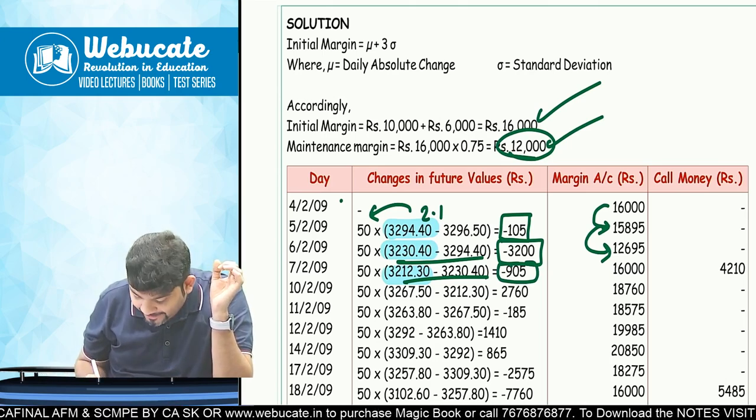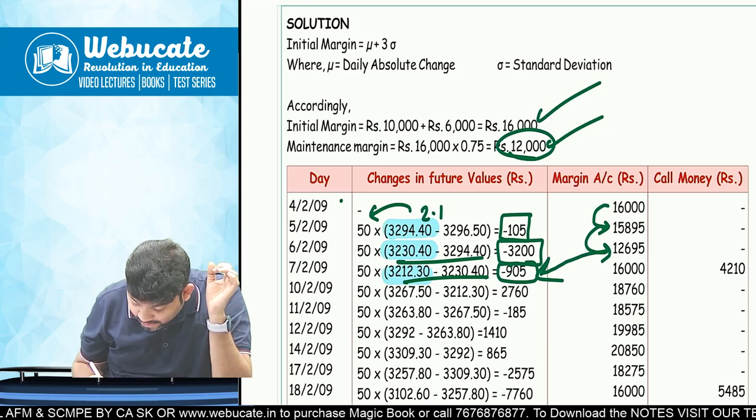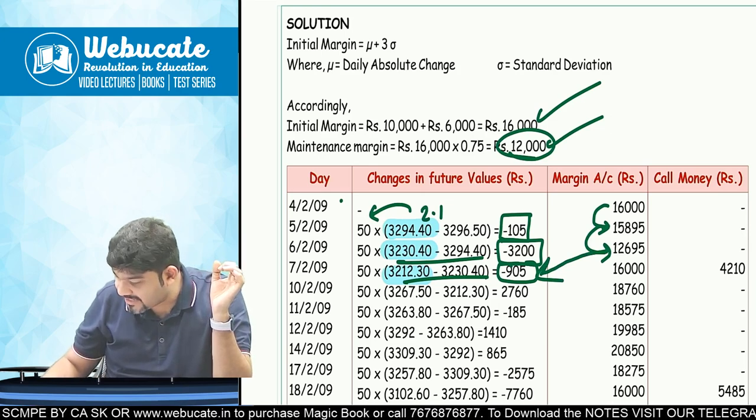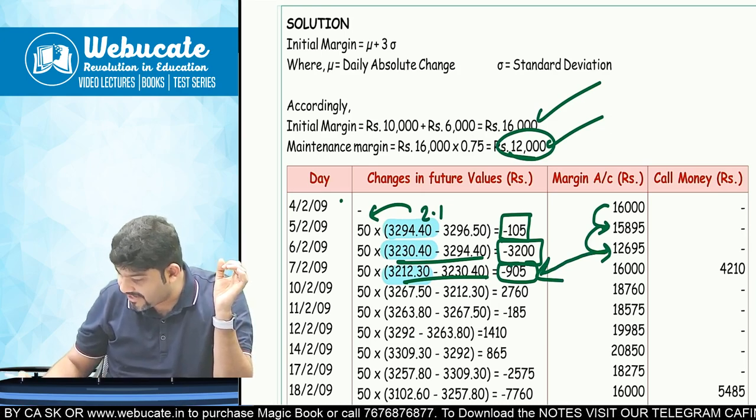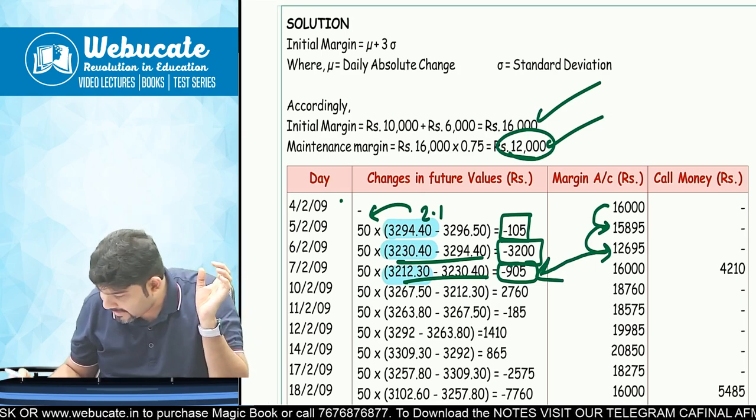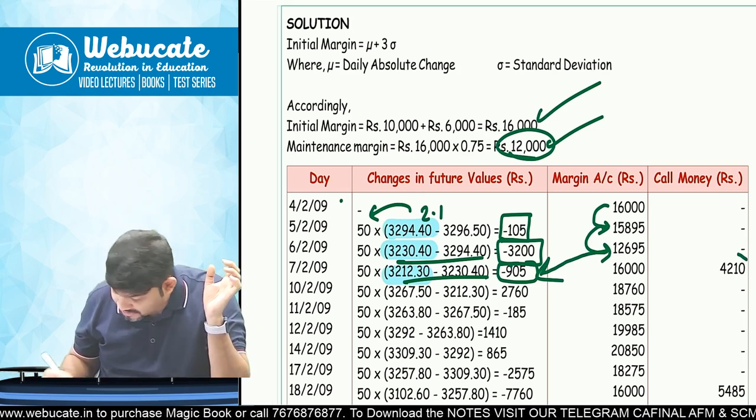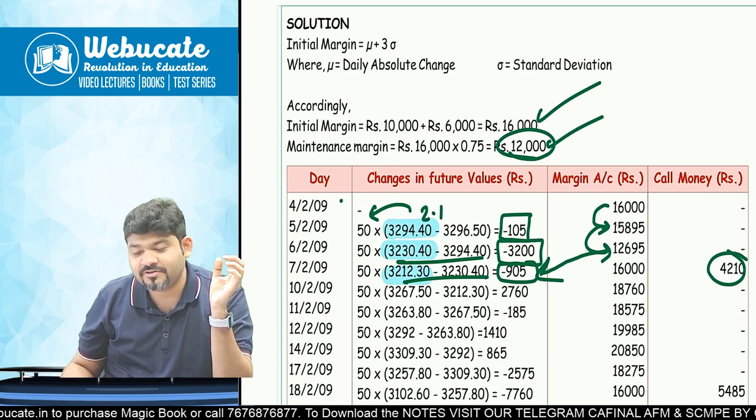Now, can I say it is falling below? 12,695 minus 905, so 11,790. My God, we will have to refill it till 16,000. 4,210 is what we will bring. Are you clear?